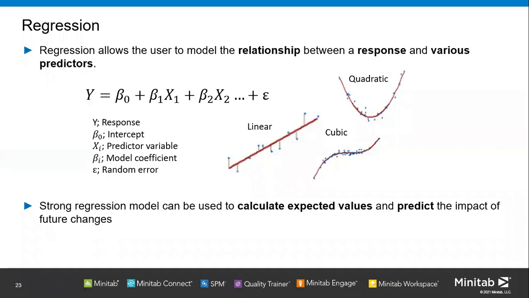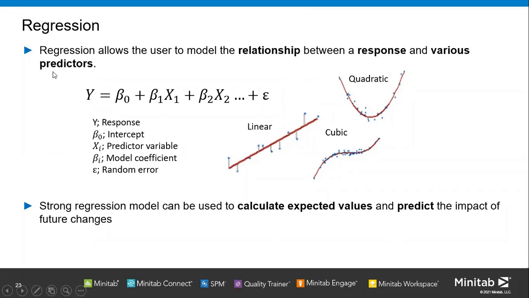So basically, regression allows the user to model the relationship between the response and various predictors. In the mathematical model, we have y equals b naught plus b1x1 plus b2x2 and so on. Regression can be linear, where you form one linear line here, or regression can be a non-linear relationship, whether a quadratic relationship or a cubical relationship.